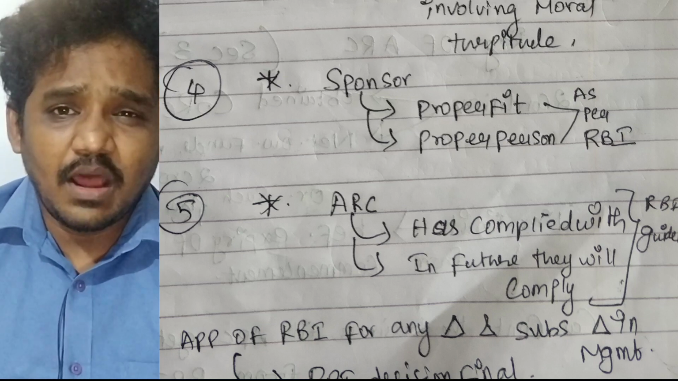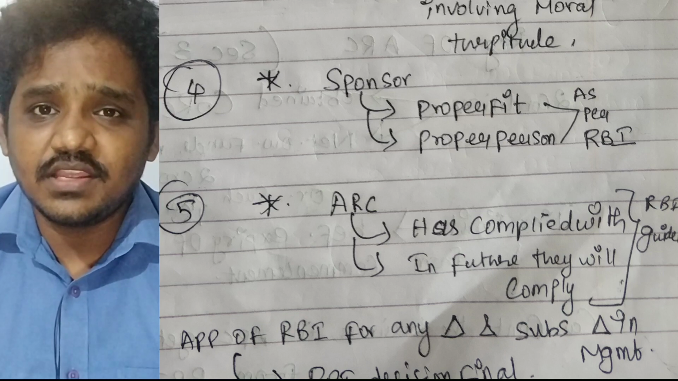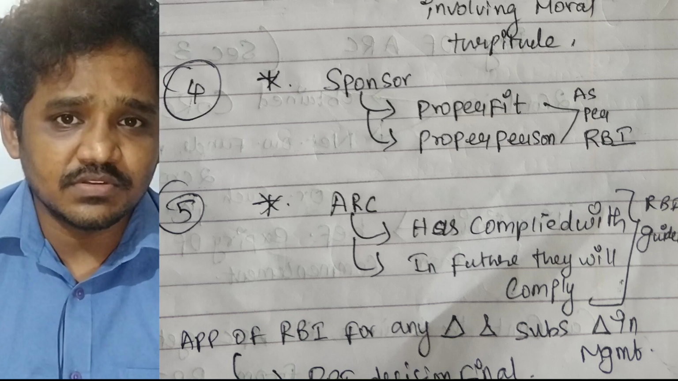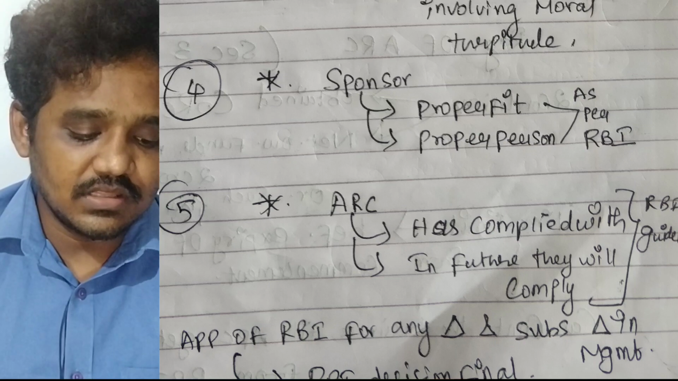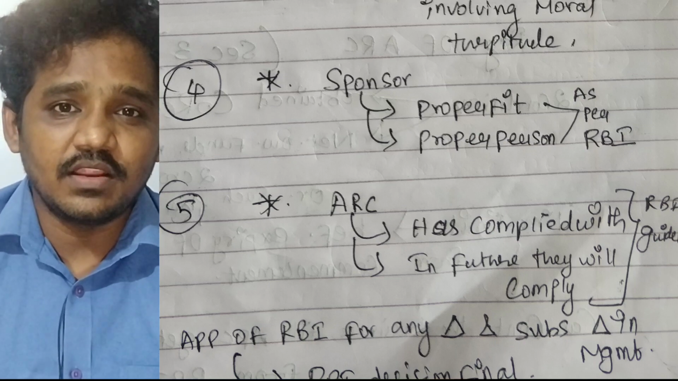Okay, prior approval of RBI is needed for any substantial changes, any movements in terms of directors or anything, and any changes in the place of business have to be informed very clearly.